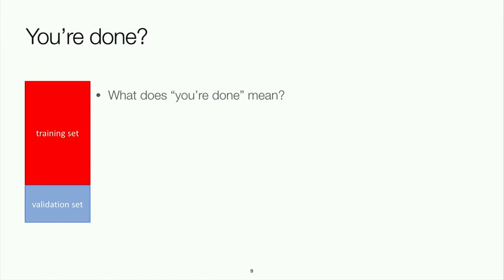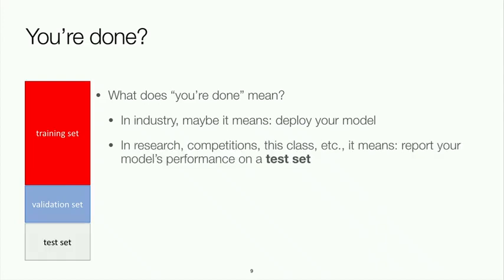What does "you're done" mean? I think this is actually a pretty good question that everybody should think about a little bit. If you're in industry, you graduate and get a job, and you're an expert machine learning practitioner, maybe it means that you deploy your model. You've trained your model on some data set and now you're ready to deploy it into the real world for commercial applications and things like that. In research, in competitions, and in this class, where you're already doing something with Kaggle, it means that you report your model's performance on some test set.